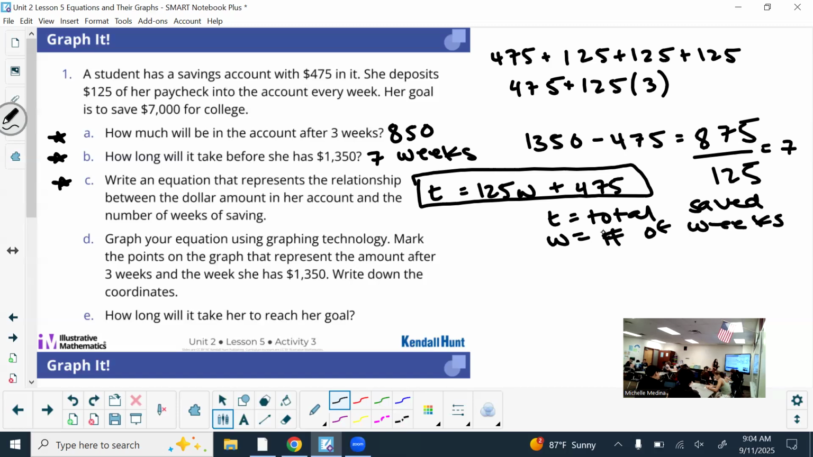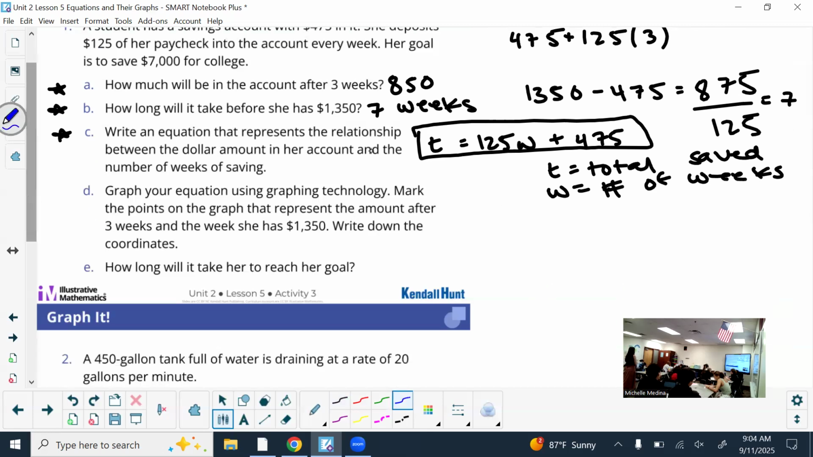Now, I mentioned before, Desmos probably got an update and now they're even more user friendly than they were before. But ordinarily, you'd have to figure out which one is independent and should be the X, and which one is dependent and should be the y. So what do you guys think? Does the amount saved depend on how many weeks have gone by? Or does the number of weeks that have gone by depend on how much was saved?